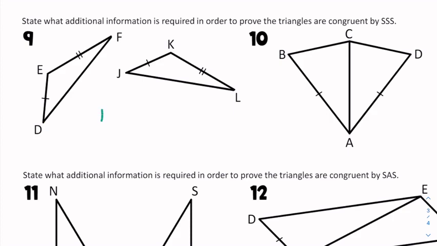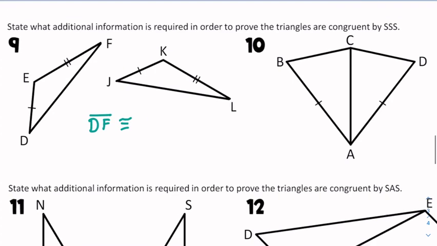Remember, our line segment is named by the endpoints, so DF. So I'm going to write the letters DF with a little line on top of it to say it's a line segment. And then I'm going to use the congruence symbol, which is an equal sign with a little squiggly on top. And we know DF has to be congruent to this side, JL. Okay, and that is the information that we need to prove that these two triangles are congruent by side, side, side. Let's look at number 11.